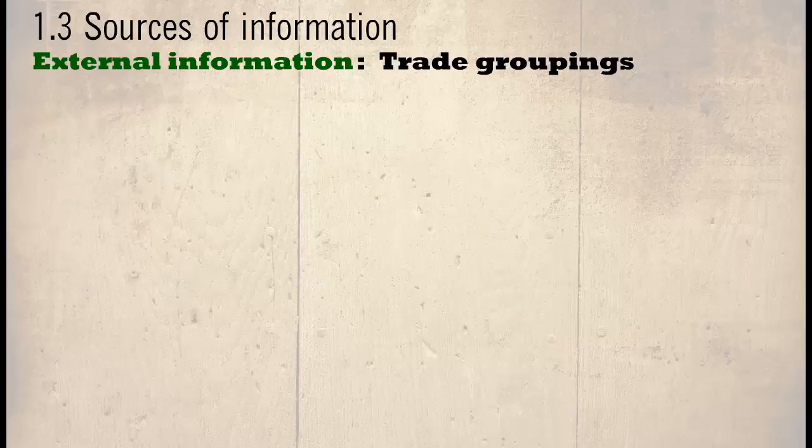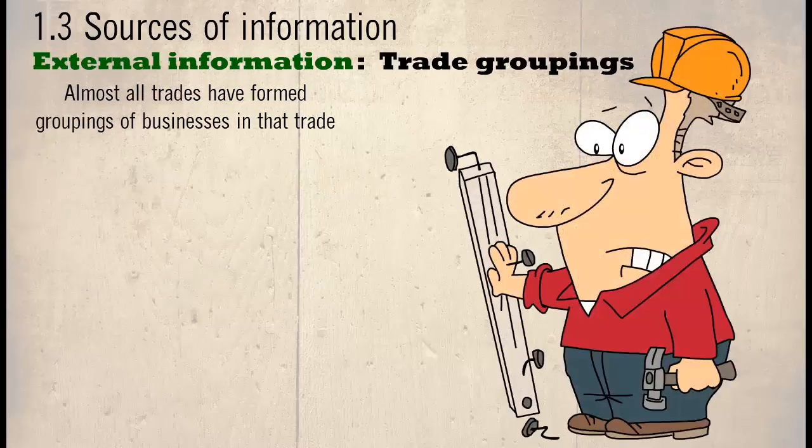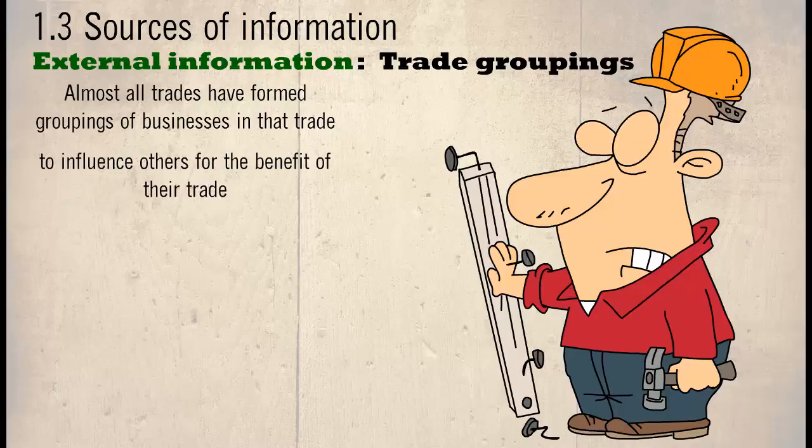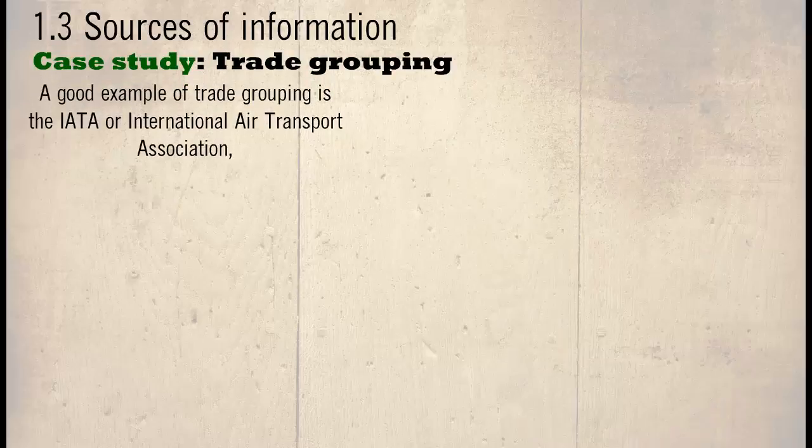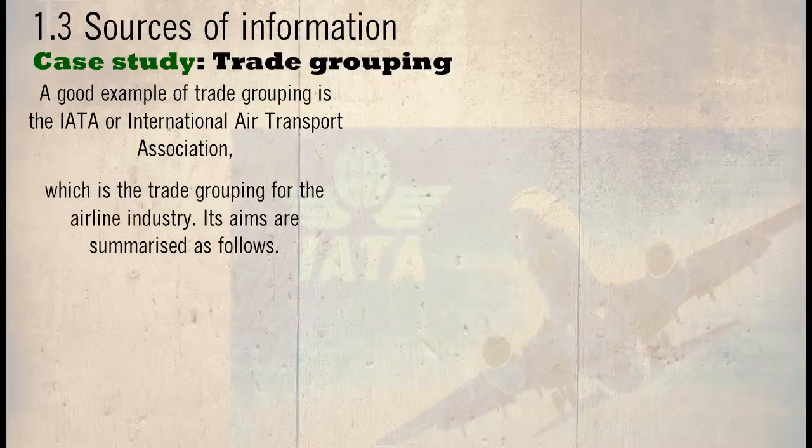Trade grouping. Almost all trades have formed groupings of businesses in the trade to influence others for the benefit of their trade. Case study: trade grouping. A good example of trade grouping is the IATA, or International Air Transport Association, which is the trade grouping for the airline industry. Its aims are summarised as follows.